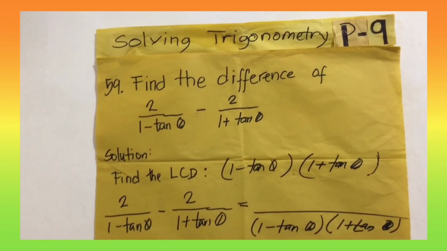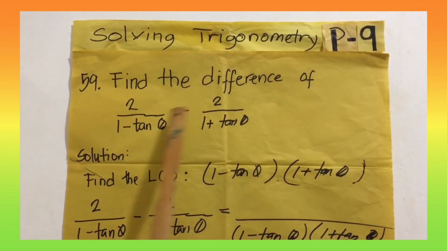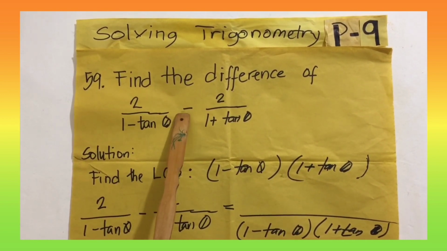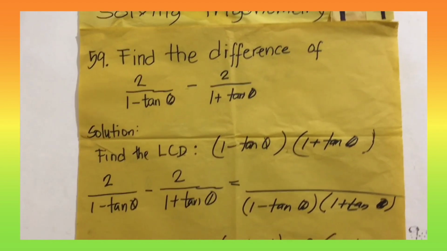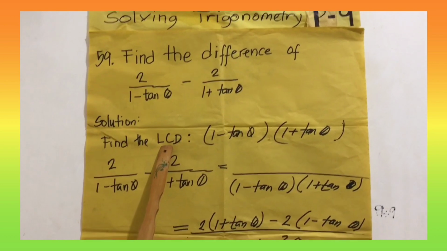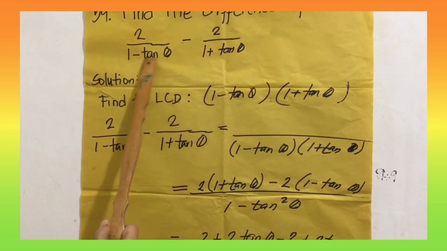Okay guys, we are now number 59. We're going to answer this question. Find the difference of 2 over 1 minus tangent theta minus 2 over 1 plus tangent theta. So our solution, we're going to find first the LCD of this denominator because the denominators are not the same.